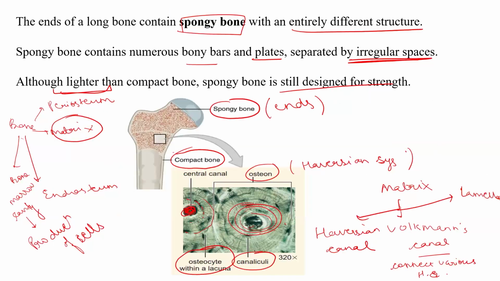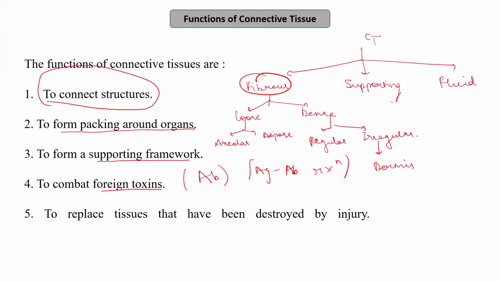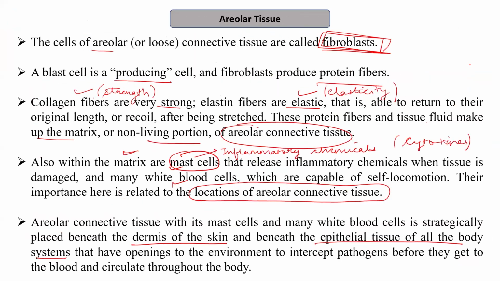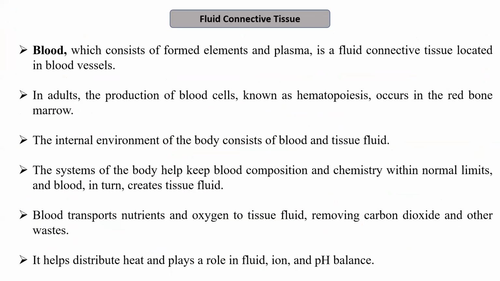So this was about the supporting connective tissue that consists of bones and cartilage. Till now we have studied the fibrous connective tissue, then the supporting connective tissue that consists of bones and cartilage. Next, we will see the fluid connective tissue. As the name suggests, it is fluidic in nature, because it consists of a fluid matrix. So, blood, which consists of formed elements and plasma, is a fluid connective tissue located in the blood vessels.